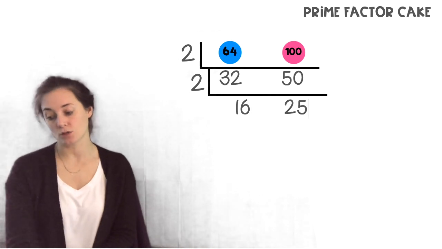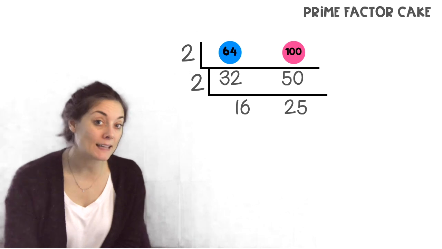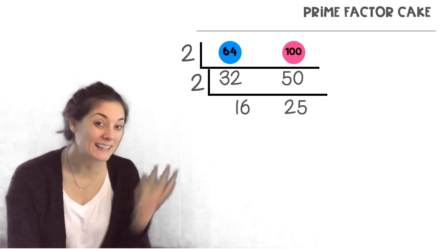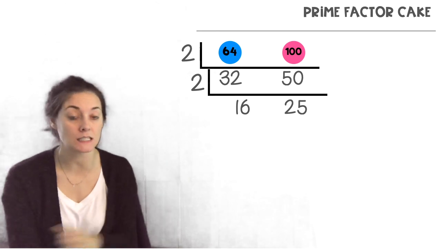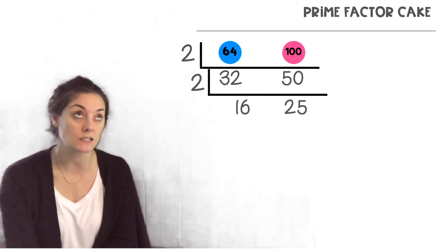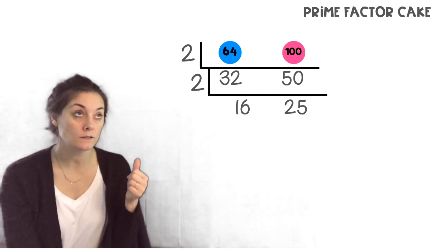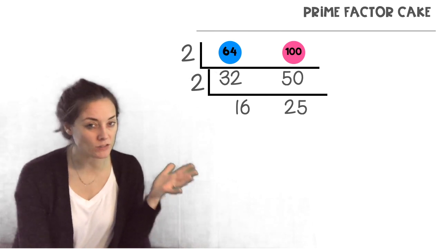32 divided by 2 is 16, and 50 divided by 2 is 25. Now I am stuck. I cannot think of a prime number that goes into both 16 and 25. The only numbers that I can think of that go into 16 are 1, 2, 4, 8, and 16. But none of those numbers go into 25 as well.